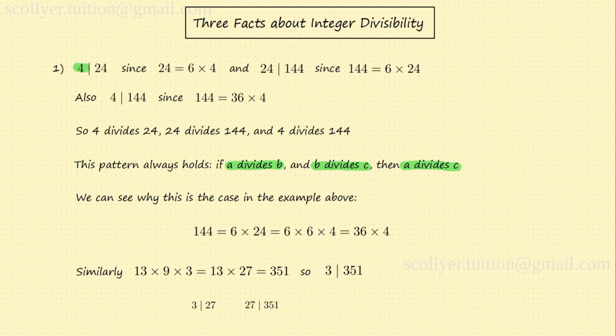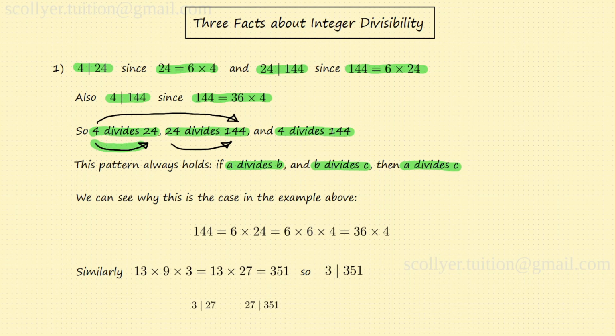So, for example, 4 divides 24, since 24 equals 6 times 4, and 24 divides 144, since 144 equals 6 times 24. Also, 4 divides 144, since 144 equals 36 times 4. So 4 divides 24, 24 divides 144, and 4 divides 144. So we have this pattern of chaining, 4 to 24, 24 to 144, 4 to 144. And this pattern always holds.